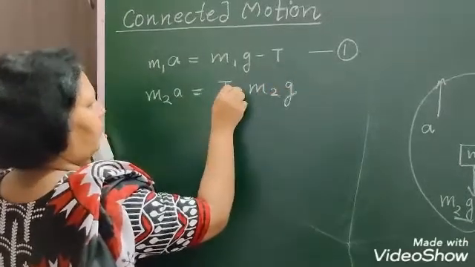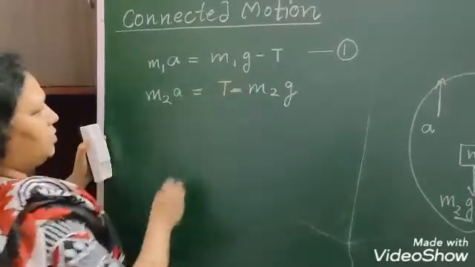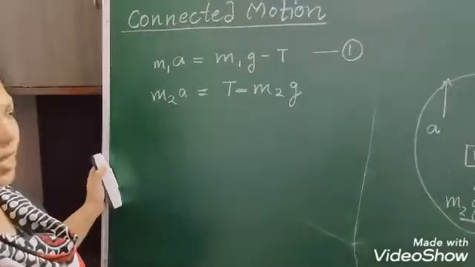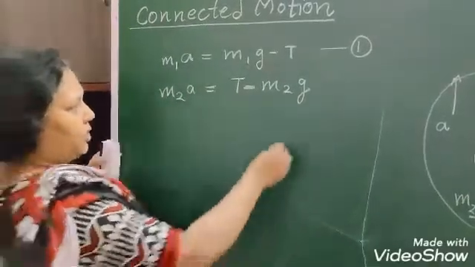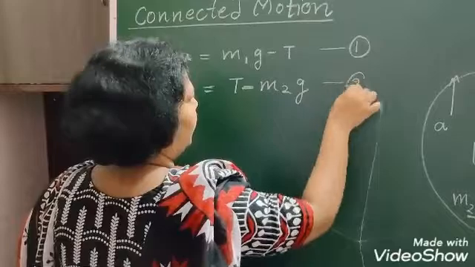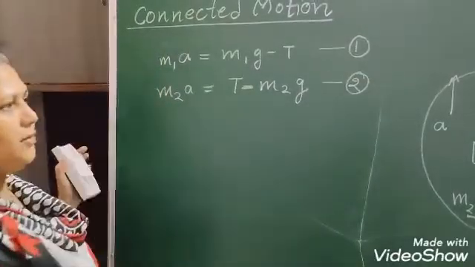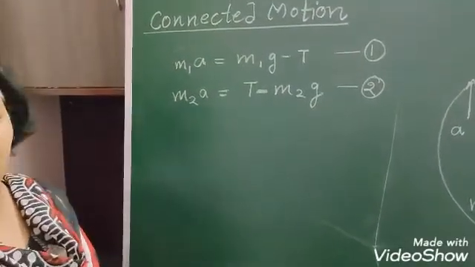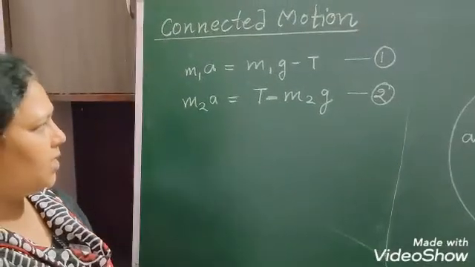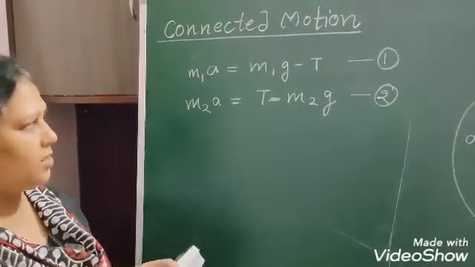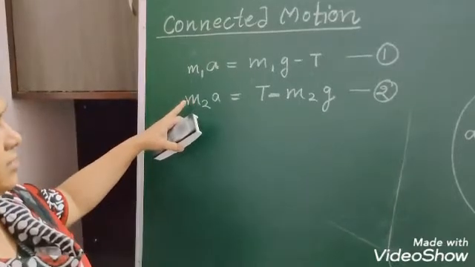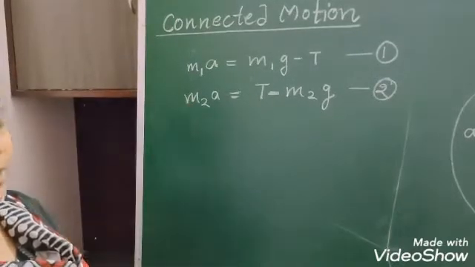That means the difference of T minus m2g will provide m2a here. Okay. So this we will write as equation 2 now. Here we have to calculate acceleration as well as tension produced on the string. So to calculate acceleration and tension produced on a string, we'll use these two formulas here, and we'll just derive the formula over here. Okay.